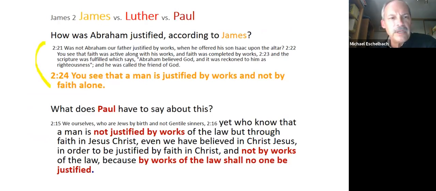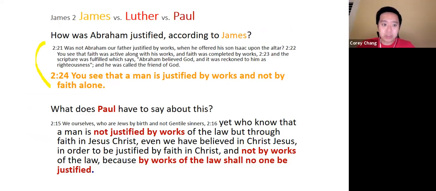So Corey, would you read 2:21 through 2:24 from James? So how was Abraham justified according to James? Was not Abraham our father justified by works when he offered his son Isaac upon the altar? You see that faith was active along with his works, and faith was completed by works. And the scripture was fulfilled, which says, Abraham believed God, and it was reckoned to him as righteousness, and he was called the friend of God. You see that a man is justified by works and not by faith alone.